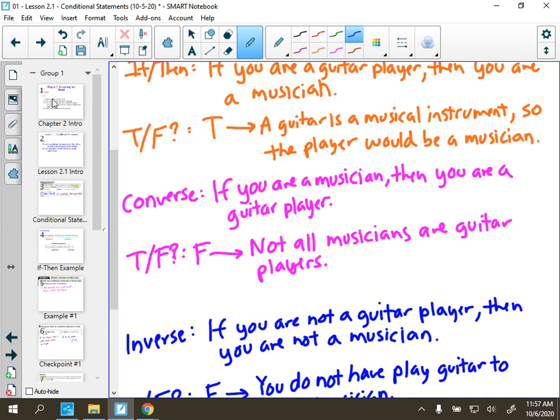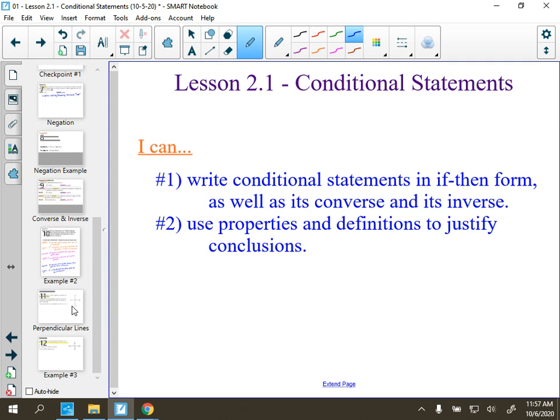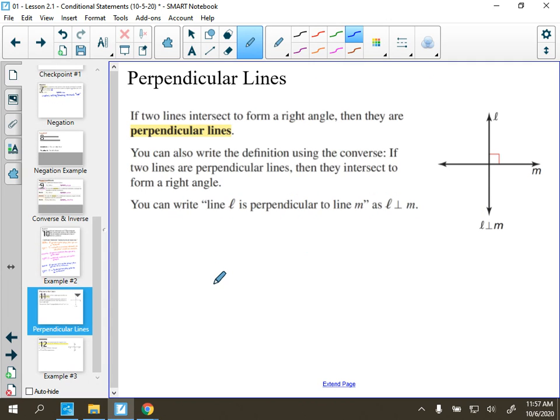All right, so I think that takes us through writing conditional statements in if-then form. We did that multiple times there. We've gone through what is a converse and an inverse, and that the inverse involves negating the hypothesis and conclusion. The last thing we have to look at here is using properties and definitions to justify conclusions. So 2 slides left. Stay with me here.